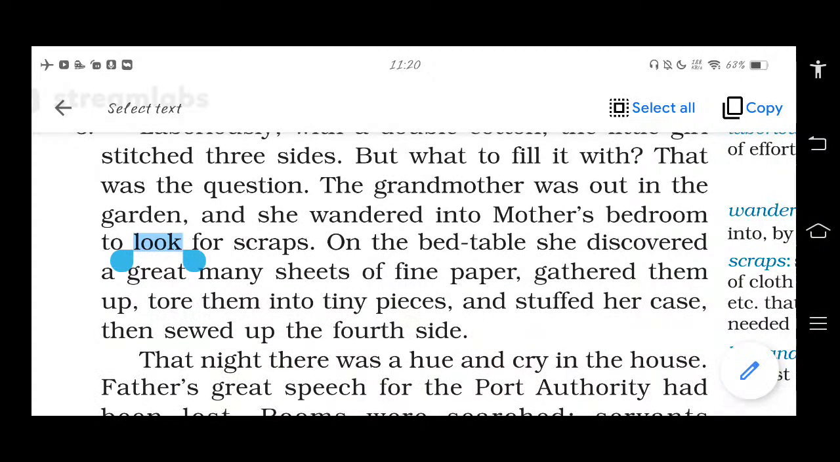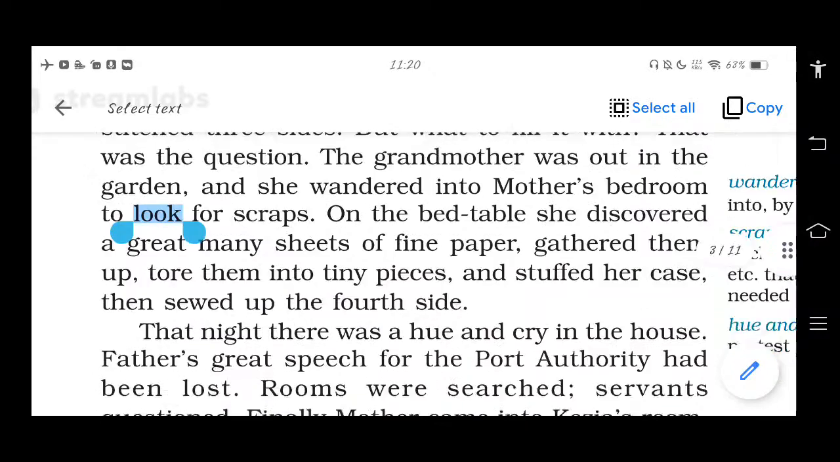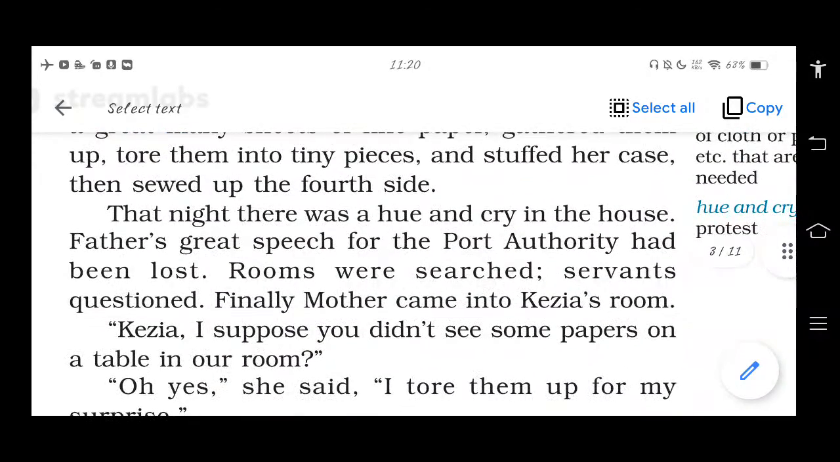Clear my word? Okay, right, let's see what happened later. That night there was a hue and cry. Here, see, a hue and cry. Nothing but an issue, a protest in the house. The father's great speech for the Port Authority had been lost.